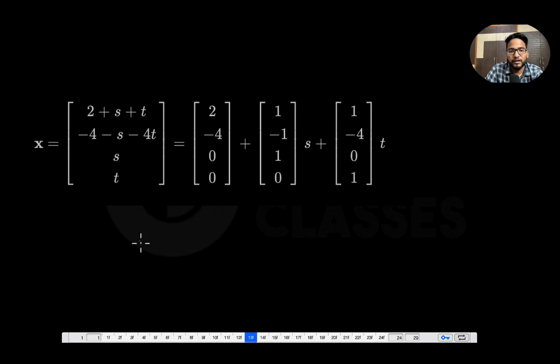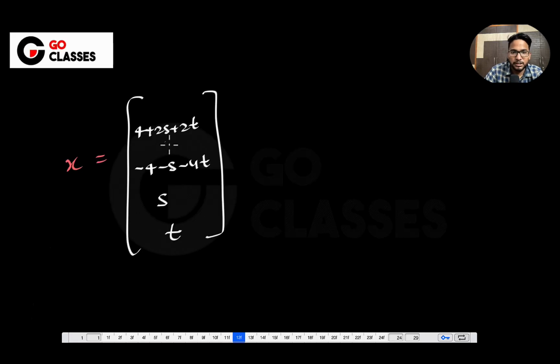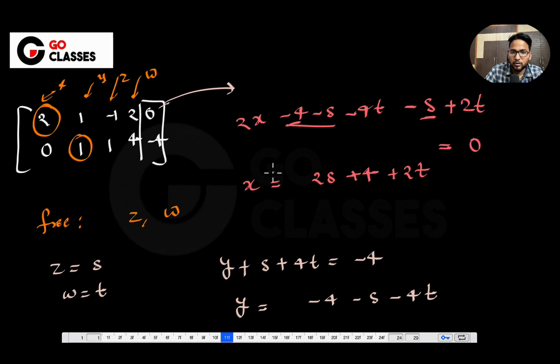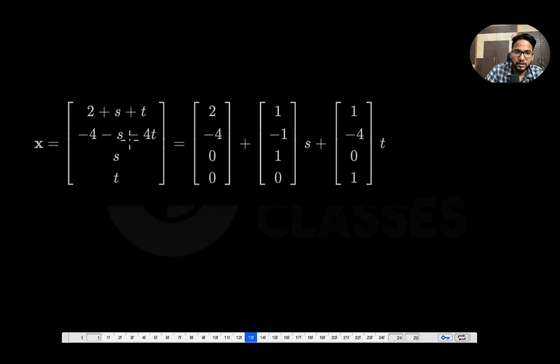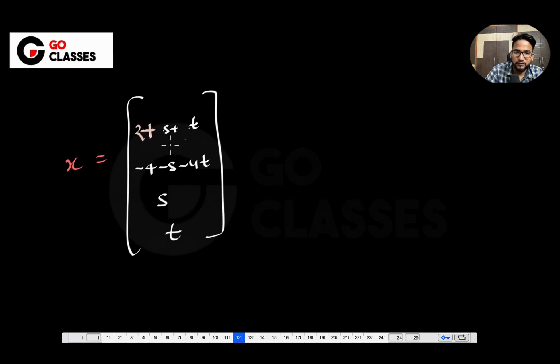Cool. Let me verify if we are getting the same answer. That was 2x actually, and then finally you need to divide by 2 also. So it is 2 plus s plus t, then minus 4 minus s minus 4t. Yeah, that is correct. So x is this, right?